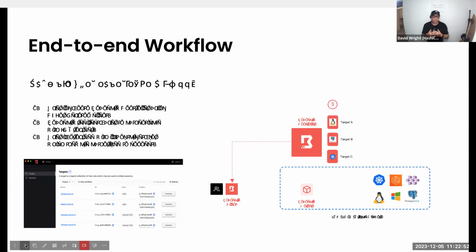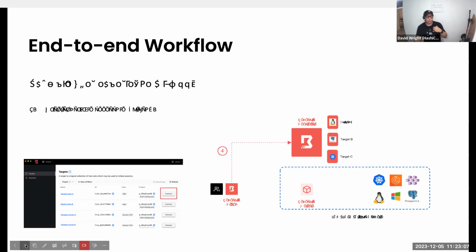And so that landing page is then all of the targets that have either been dynamically discovered, as I said, or are fixed targets that the user has been given permission to connect to. The user then obviously kicks off a session through to Boundary.